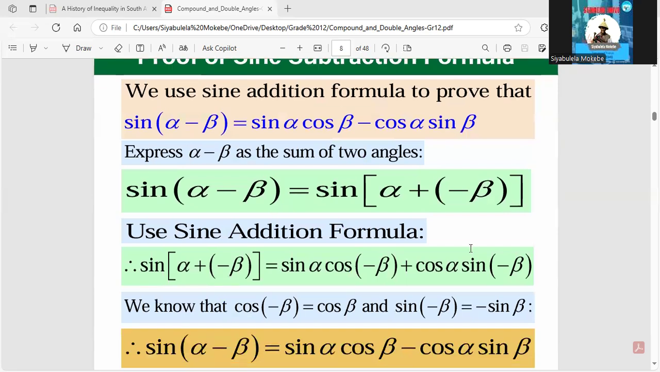Again, we can use the sine addition formula to prove that sin(alpha minus beta) is equal to sin alpha cos beta minus cos alpha sin beta. How do you do that? Instead of writing a minus, we write a plus using a negative angle. So this becomes sin(alpha plus negative beta). If we expand that and use the knowledge of our negative angles, then we get that sin(alpha minus beta) is equal to sin alpha cos beta minus cos alpha sin beta.